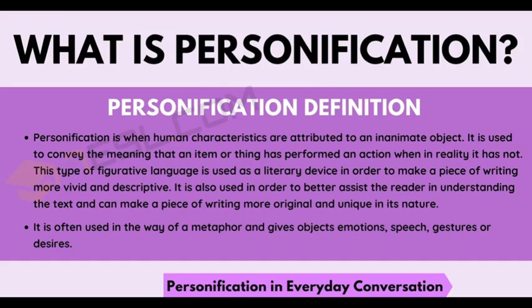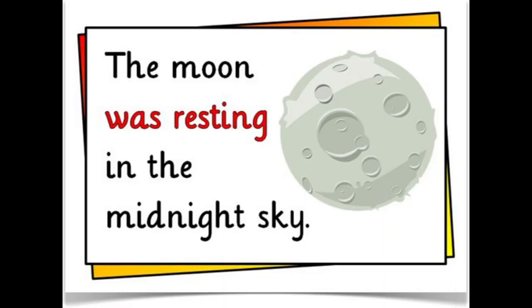Now I am going to show you some examples of personification. The moon was resting in the midnight sky. In this example, the moon has been personified. Here, the moon is taken as a human being which is resting in the midnight sky. As humans rest, like that, here the moon is also resting. So this was an example of personification. Now let's see another example.